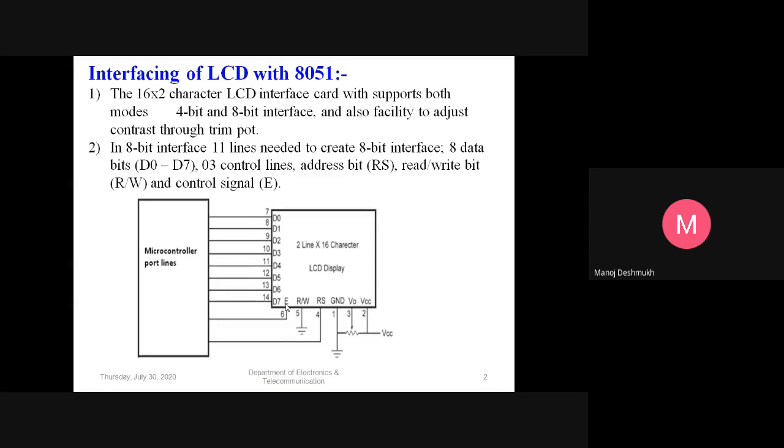Okay, so generally these 14 pins are available, and along with that pin number 15 and 16, these two pins are also there. Pin number 15 is positive or VCC, and pin number 16 is ground. These two pins are used for the backlight of an LCD.